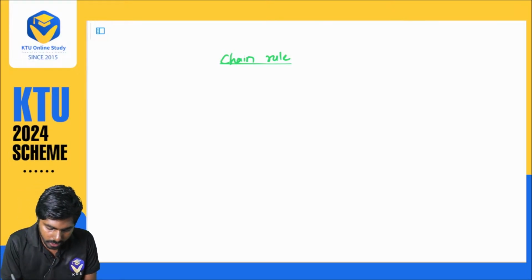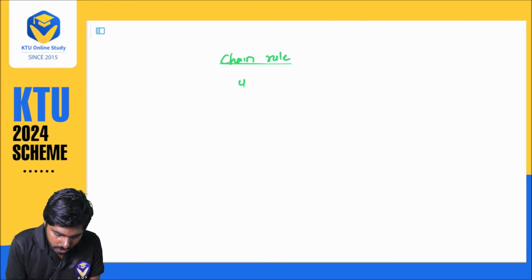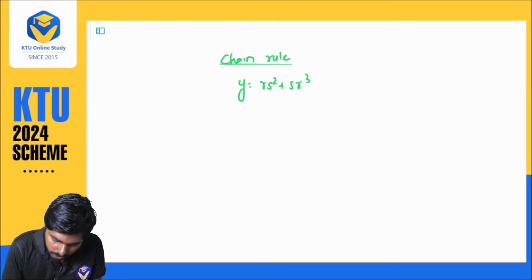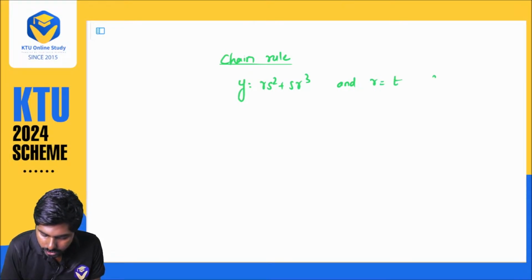For example, they will be asking y is equal to r x square plus x r cube. This is the thing they are asking. And here, r is equal to t and x is equal to 3t square. This is the question they will be asking.